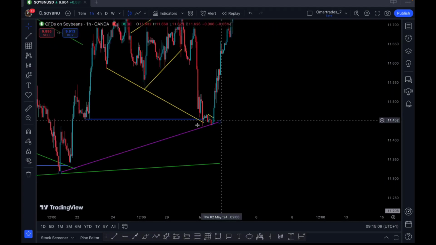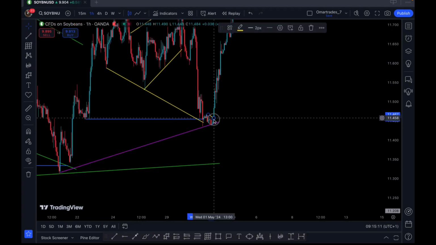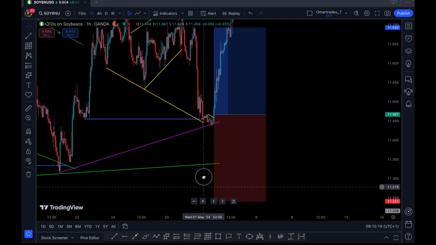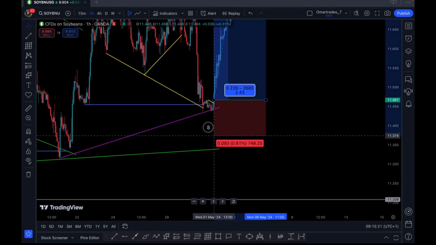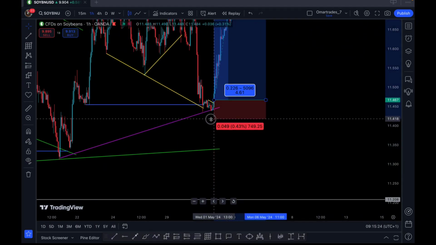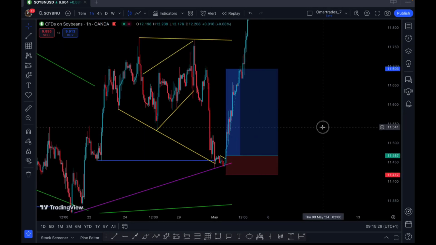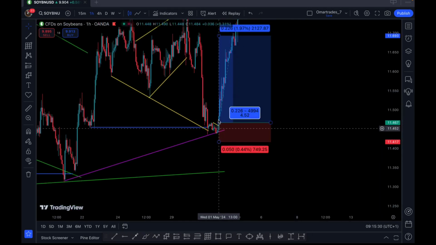Now when you begin to have this squeeze on the 15 minutes, it's going to give you more like a descending pattern. So the best thing you can do is to take your entry on the break of it, which is around here. Then you have your stop loss order just below here, and then eventually you would have taken the trade like that, and then it will tag you in.